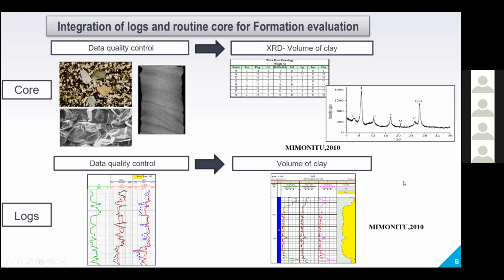Moving next to the first method in the integration of core and logs, the volume of clay calculation. The volume of clay is calculated by different methods, like volume of clay from gamma ray, volume of clay from neutron density, which is one of my preferred methods, especially in water-bearing reservoir or oil, and also volume of clay from NMR, also one of my preferred methods.